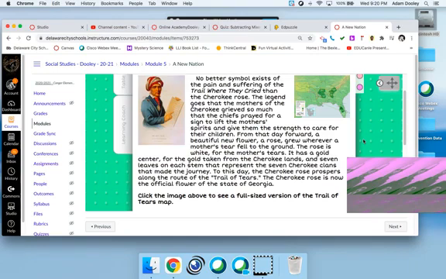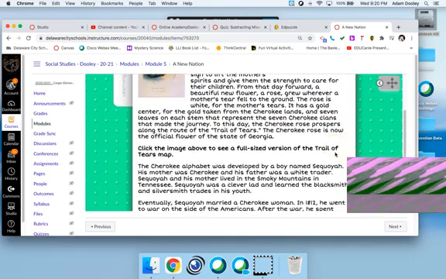The rose is white for the mothers' tears and has a gold center for the gold taken from the Cherokee lands, and seven leaves on each stem that represent the seven Cherokee clans that made the journey. To this day, the Cherokee Rose prospers along the route of the Trail of Tears. The Cherokee Rose is now the official flower of the state of Georgia. It is a very beautiful rose.